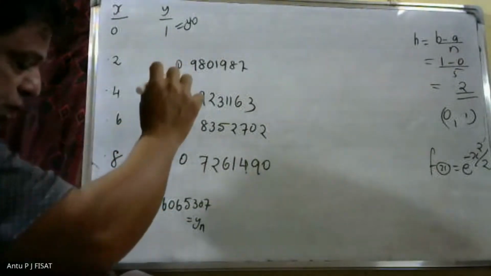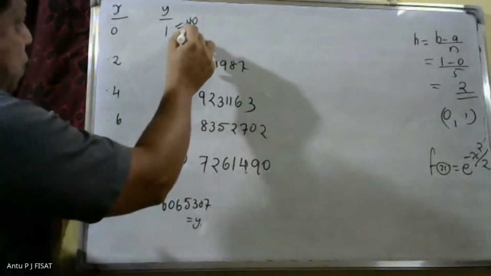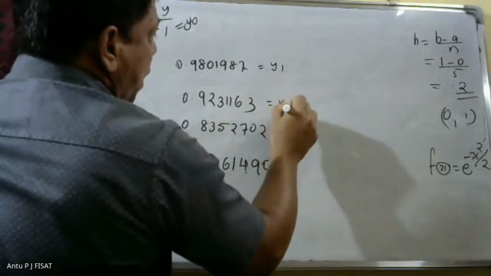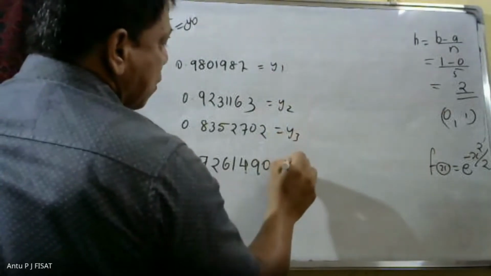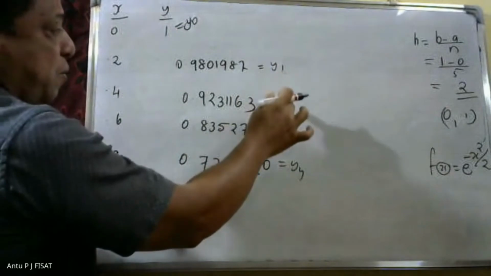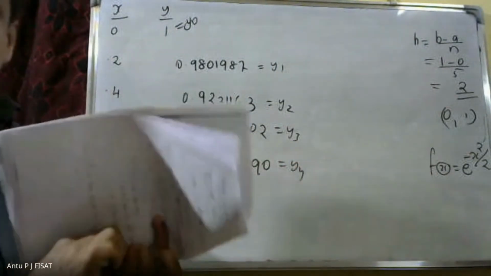In this table, the first value is taken as y0 and the last value is taken as yn. This is y0, y1, y2, y3, y4, and this is y5. Then we can use the formula.